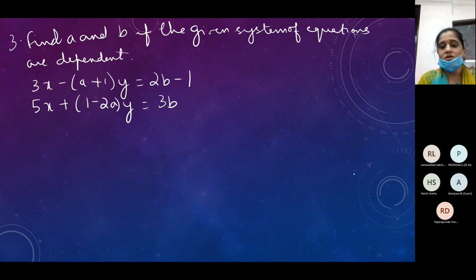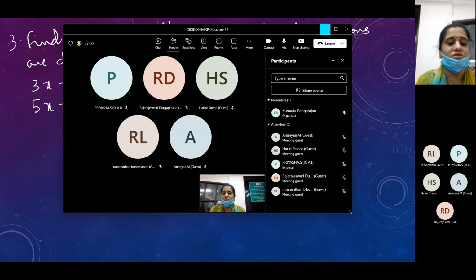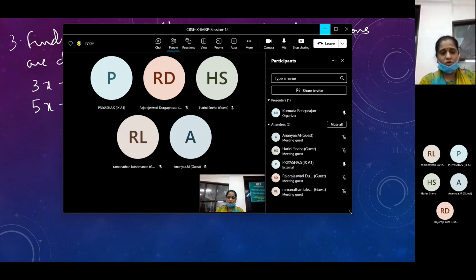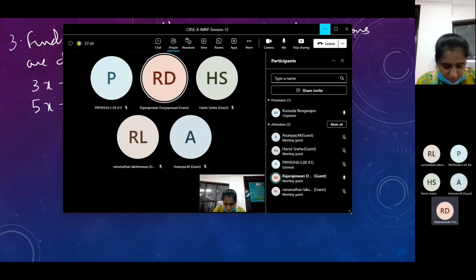Priyasha, condition for dependent equations? A1 by A2 not equal to B1 by B2. Okay, how will the graph lines look if the equations are dependent? I guess they'll be intersecting and coincident. Rajeshwari, you agree with that? No, ma'am, only coincident lines. Dependent means they are coincident lines.